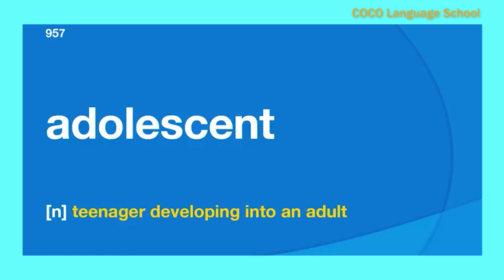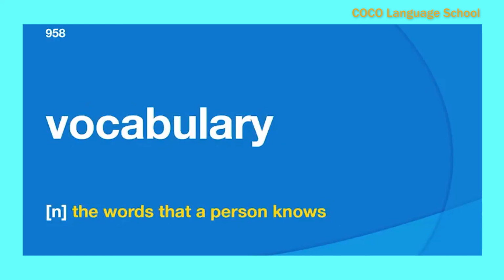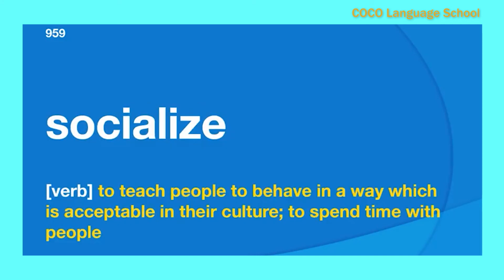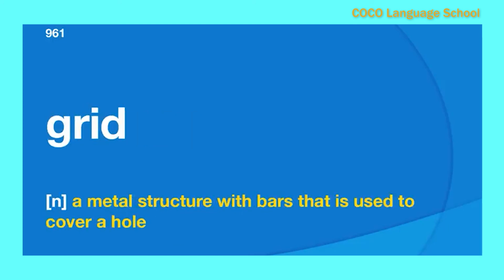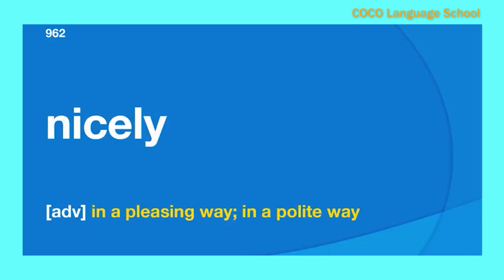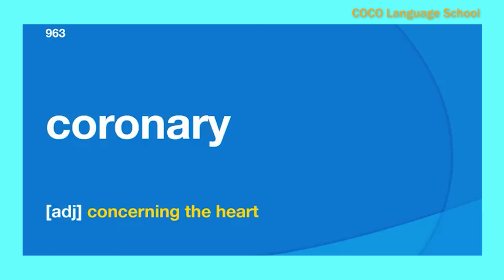Teenager developing into an adult. Adolescent. The words that a person knows. Vocabulary. To teach people to behave in a way which is acceptable in their culture, to spend time with people. Socialize. Negative or harmful. Adverse. A metal structure with bars that is used to cover a hole. Grid. In a pleasing way, in a polite way. Nicely. Concerning the heart. Coronary.